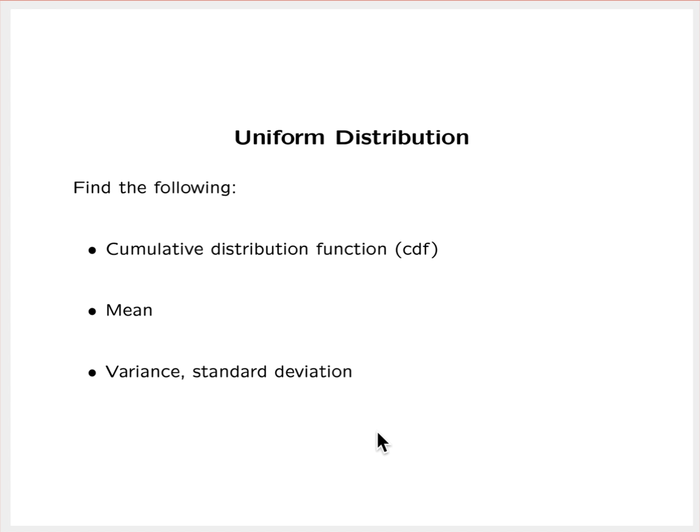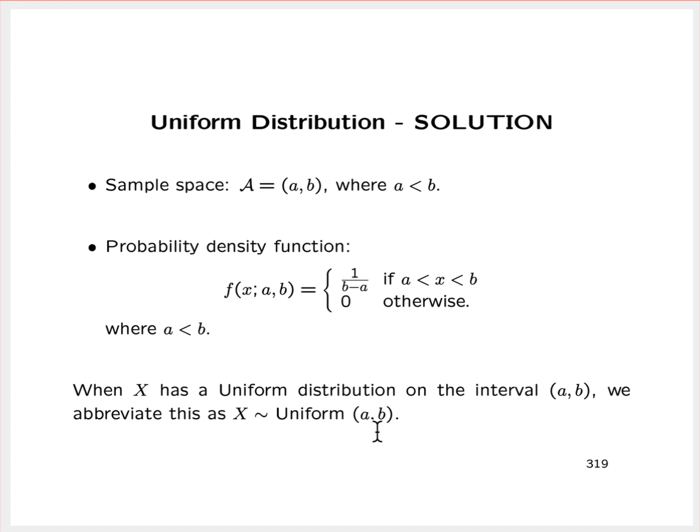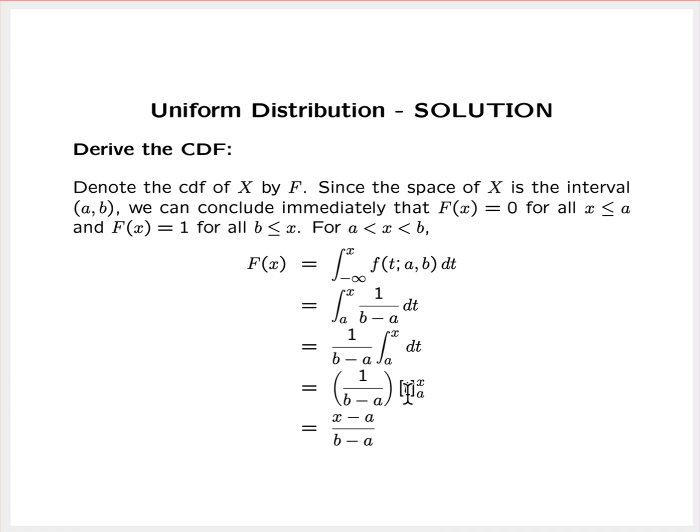And so it's asking us to find the cumulative distribution function, the mean, the variance, the standard deviation, skewness and kurtosis, and the moment generating function if we can. But in all honesty, in this case, for this distribution, we really don't need the moment generating function. So I'm not going to bother doing that. And so anyway, denote the CDF of the random variable x by cap F.